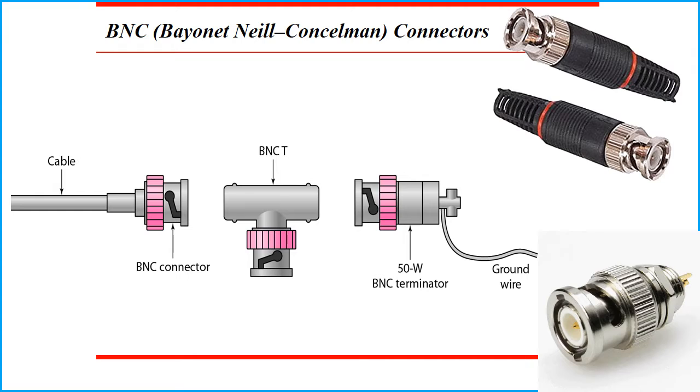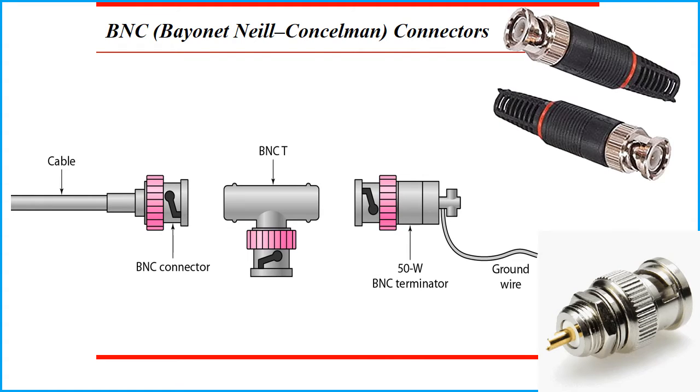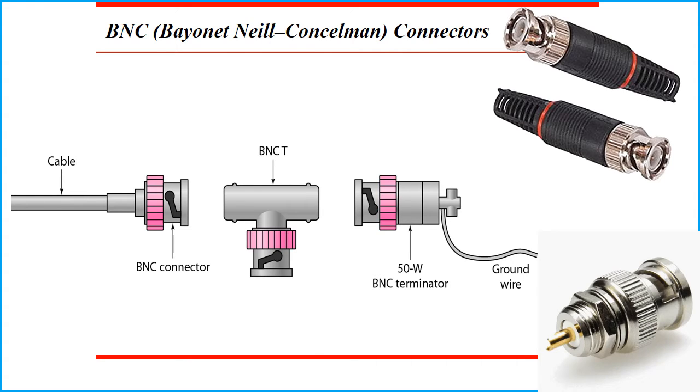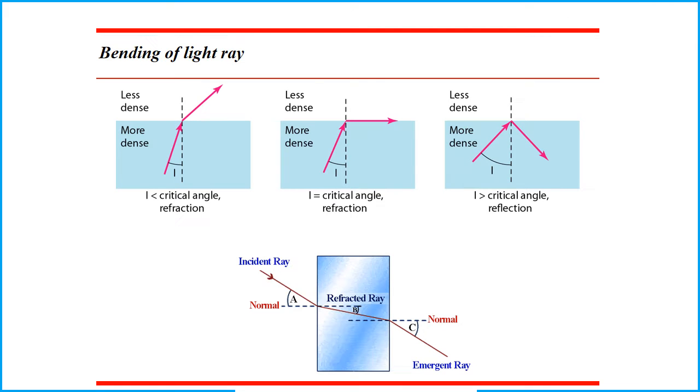The BNC connector, or the bayonet nail concealment connector, is a miniature quick connect or disconnect radio frequency connector which is used for the coaxial cables.